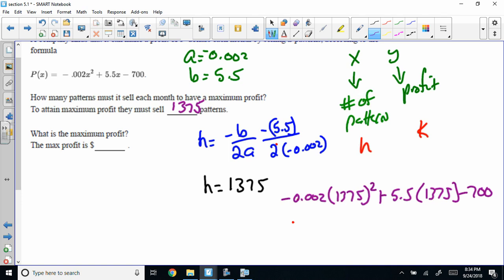So let's do it. Negative 0.002, parentheses, 1375, squared, plus 5.5 times 1375. Make sure I typed things in right. Minus 700. Shaboom. I have a K value, ladies and gentlemen, of $3,081.25. How do we do? Somebody please tell me they got the same as me.